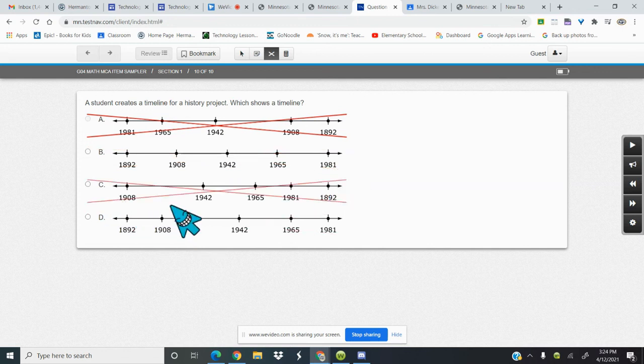Okay, so 1908, 1942, 1965, 1981, 1892, that's not going to work. And now I have 1892, 1908, 1942, 1965, 1981. Oh, actually, these two, B and D, are exactly the same. Just a subtle difference. All right, so these plots on the graph are exactly the same distance apart.